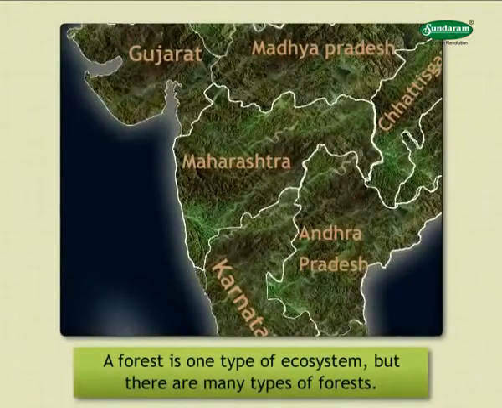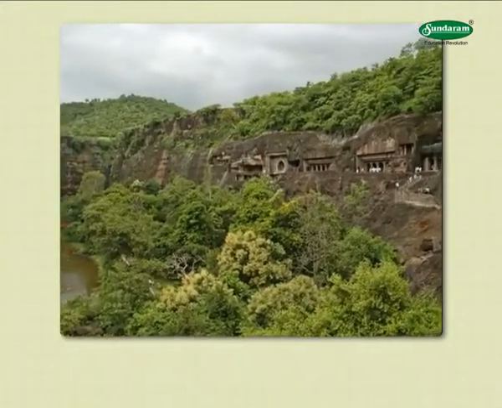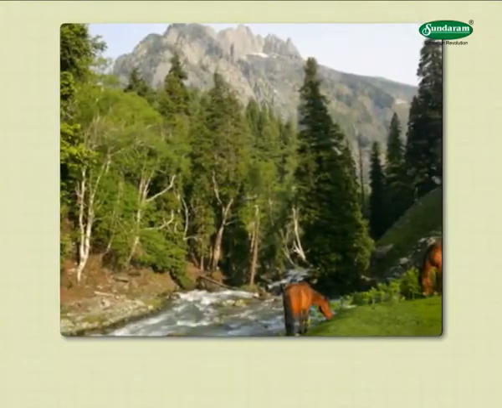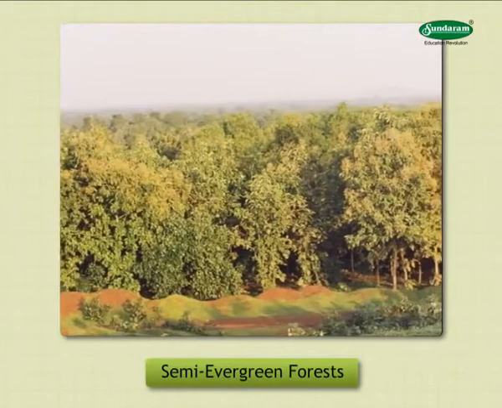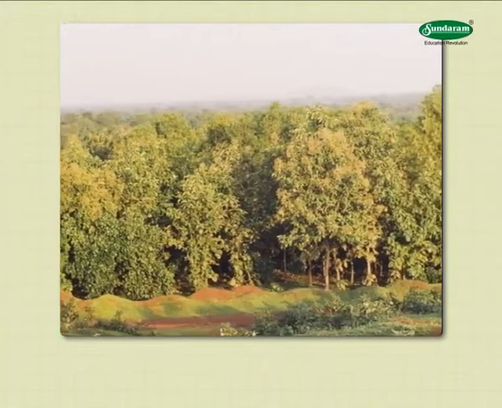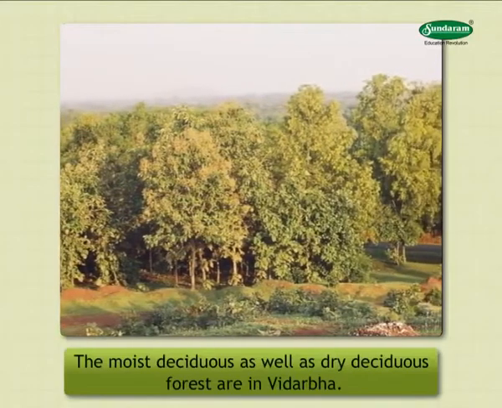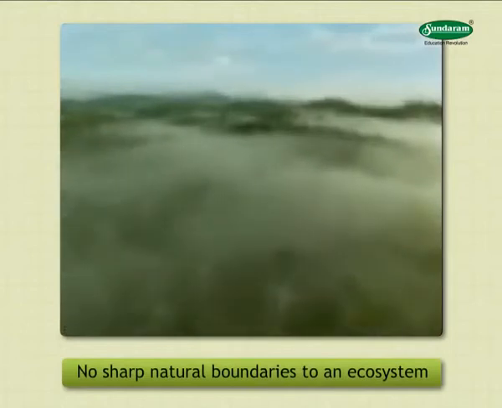A forest is one type of ecosystem, but there are many types of forests. For example, the forests along the Konkan coast are mangrove forests. The forests on the crest of the Sahyadris are semi-evergreen forests. The forests on most of the Deccan Plateau are scrub forests, and the moist deciduous as well as dry deciduous forests are in Vidarbha. There are no sharp natural boundaries to an ecosystem.